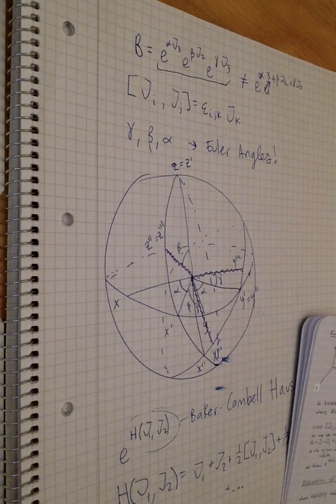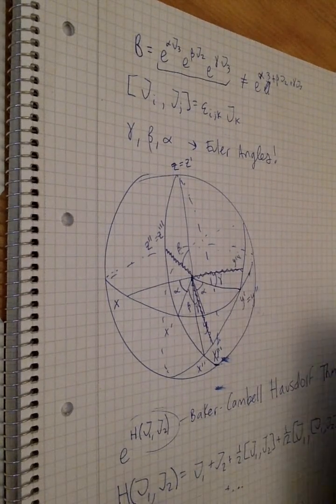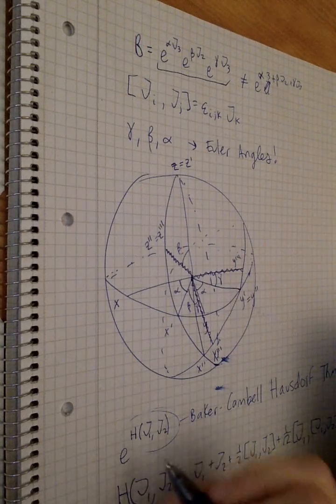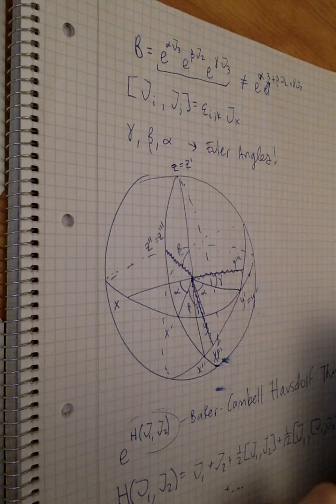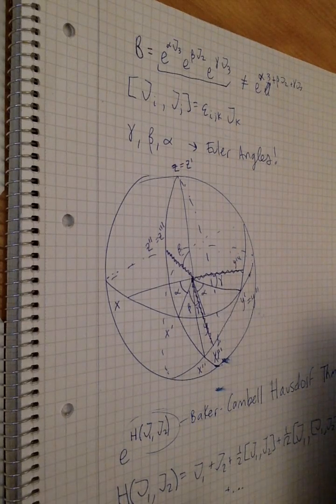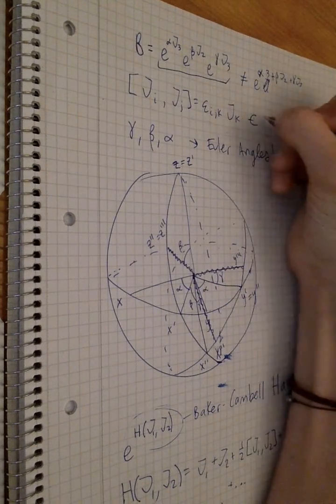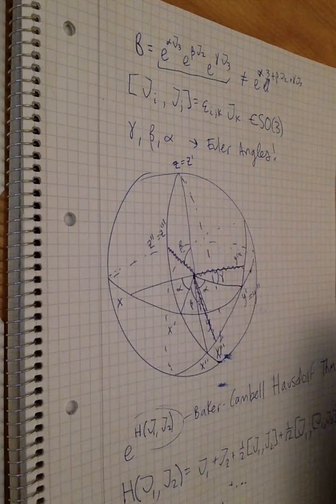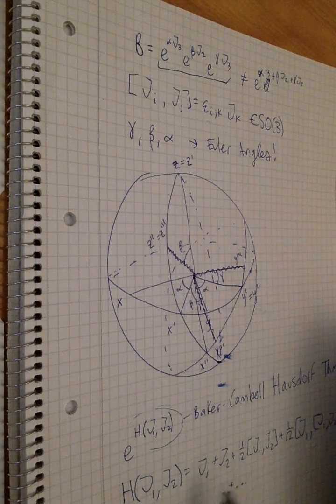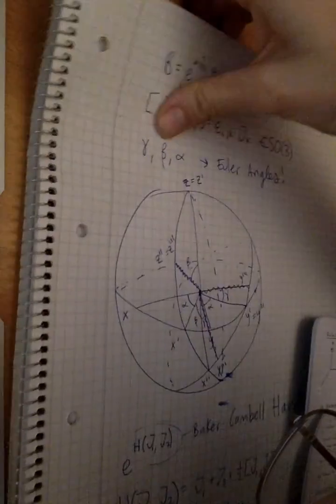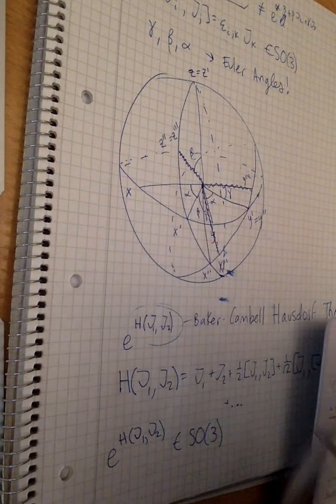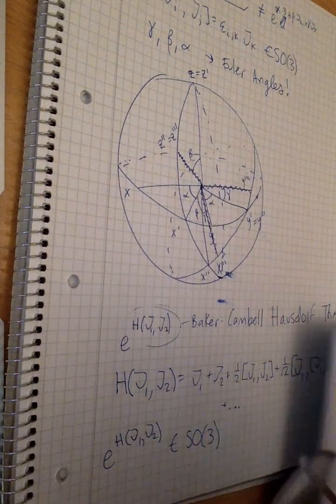And last note is that we know that this e to the h of j1, j2 is an element of SO3 still, because we have that this commutator is an element of SO3. And so we can just split all these e's up and see that each of them is a component. And that concludes my discussion. Oh, you couldn't see that at the end. We just had that e was in this group also. Well, that concludes my discussion.